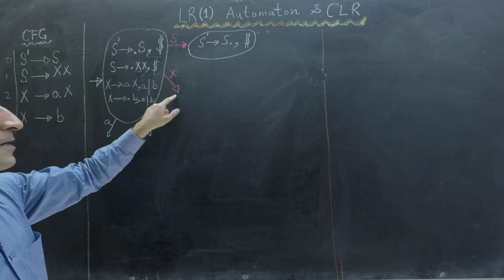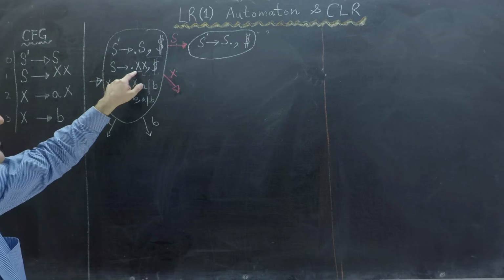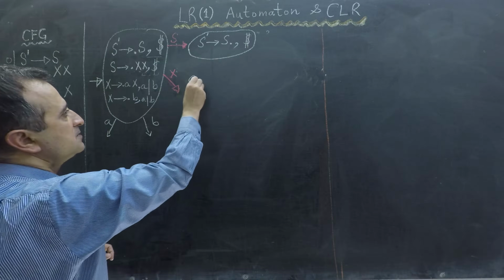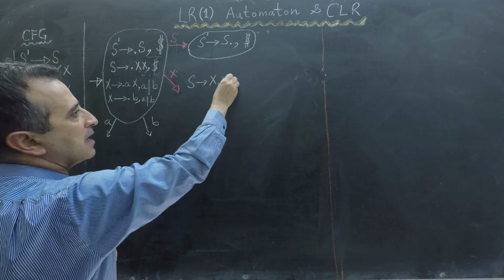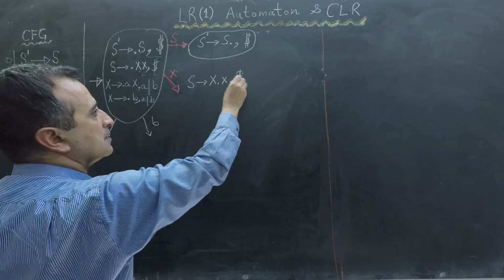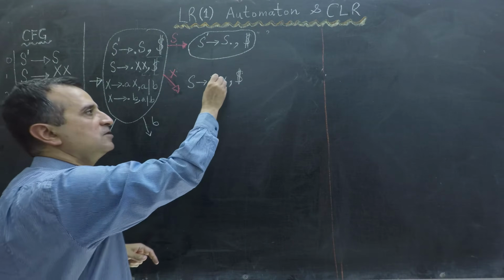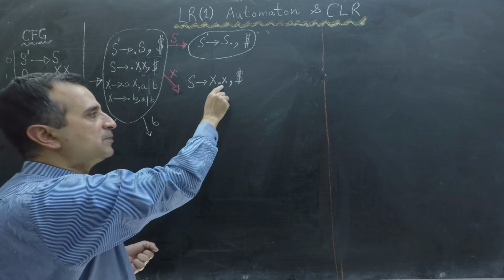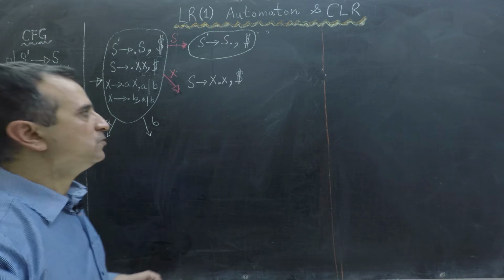Now I have to add another state here based upon X. So when I see X, then this dot will move towards the right of this X. I will get S goes to X dot X. I will add the look ahead symbol as it is. But now I have to add more projections here because after this dot I have a non-terminal. So I have to add all the projections of X here. This is based upon the CLR rule.